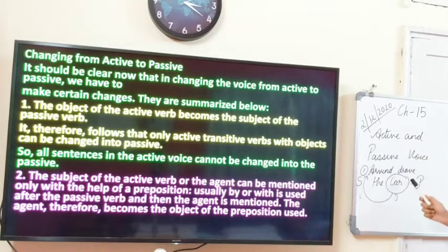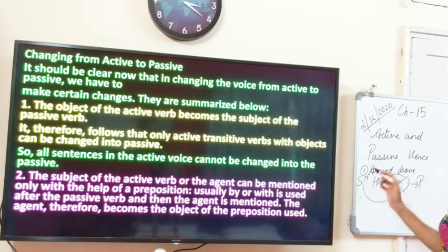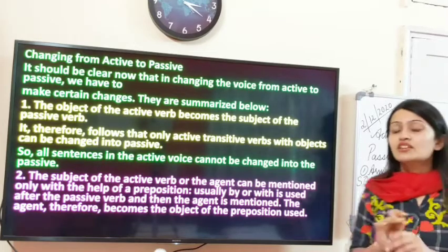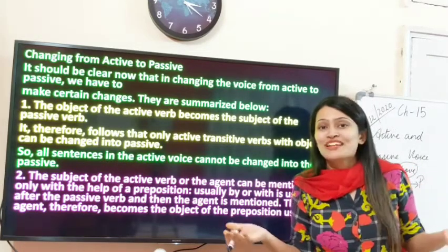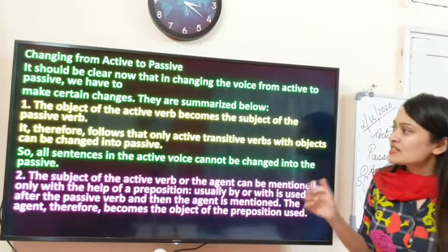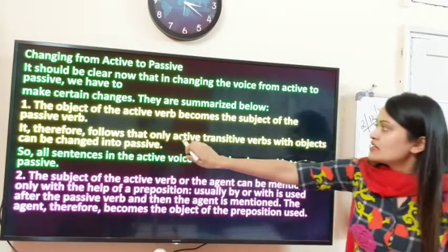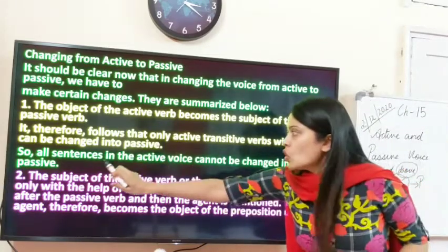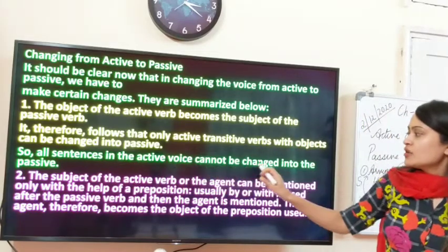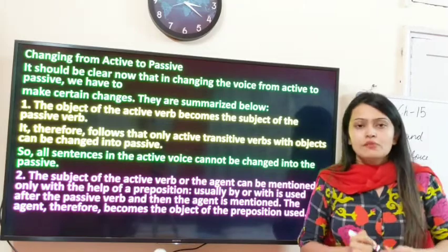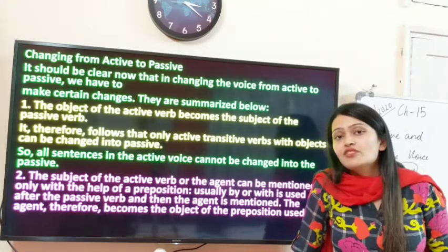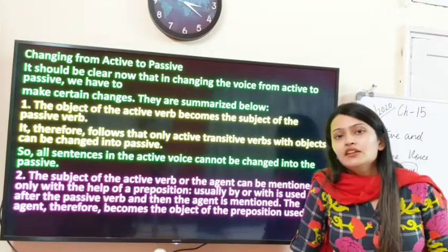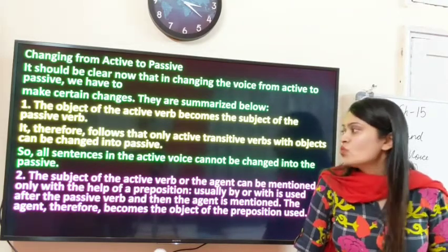It therefore follows that only active transitive verbs with objects can be changed into passive voice. What are they trying to say, children? Suppose there was no object. This is a transitive verb, it has an object. Sometimes if there is no object, we cannot change it to passive voice. Why? Because passive voice requires an object. Therefore it follows that only active transitive verbs with objects can be changed into passive voice. So all sentences in active voice cannot be changed into passive voice. Okay, children? Because if an active voice sentence does not have an object, it has an intransitive verb, and then it will not be able to be changed to the passive voice.